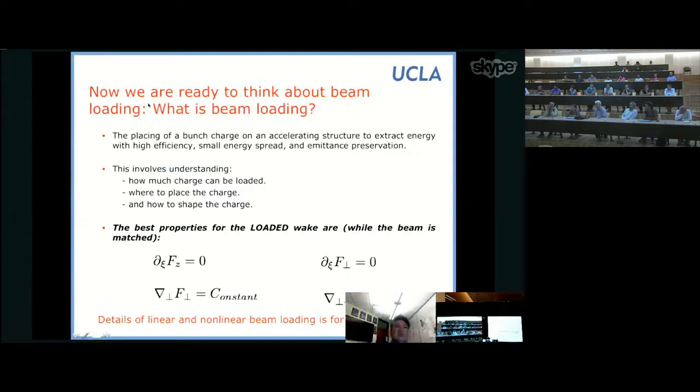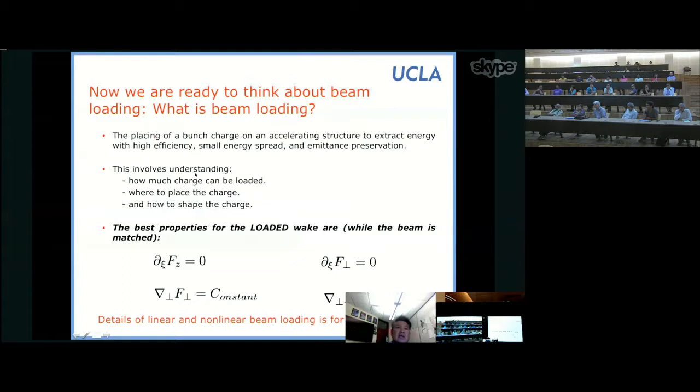So if you wanted to, you are now ready to think about beam loading if you follow all these concepts. It is not just enough to accelerate a few particles to a TeV or to 10 GeV. It's very important that you understand what happens when you load a lot of charge into these wakefields. So beam loading is a study of how to place the bunch charge to extract energy with high efficiency while keeping the energy spread small and keeping the emittance preserved.